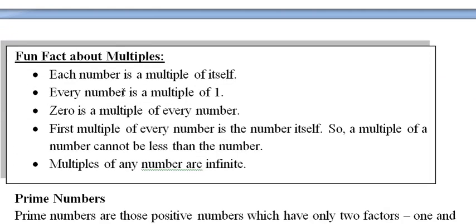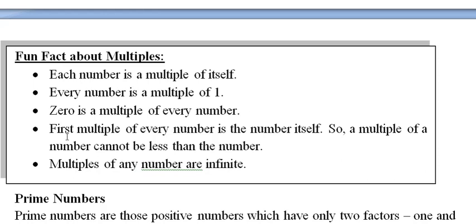Now, a fun fact about the multiples. Each number is a multiple of itself, and every number is a multiple of 1. Like 2, 3, 4, 5, 6, 7, it is a multiple of 1. Now 0 is a multiple of every number. If you multiply any number with 0, you get 0, isn't it? So 0 is a multiple of every number.